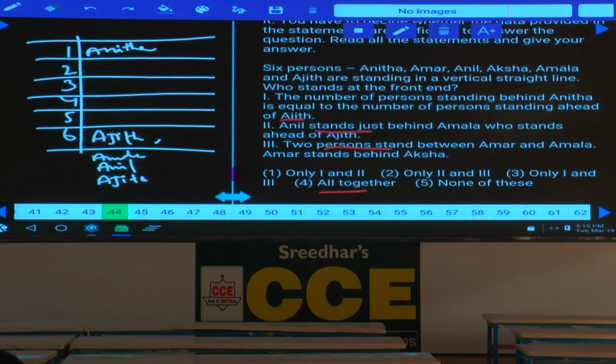And two persons between Amar and Amala. Amala is before this Anil. Hence Amala is here. If Amala is here, where should this Anil be? Two persons between Amala and Aksha. Hence Aksha must be at this place. If Aksha is here, and the remaining persons, Anil is at this place, and the other person is Aksha. Aksha is already done. And one more person will be left out.